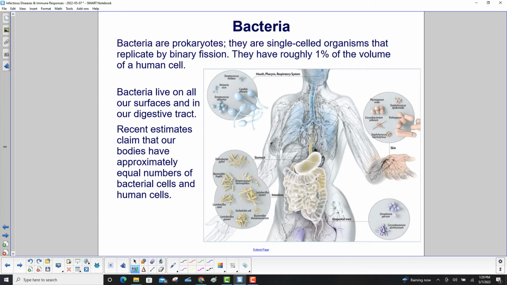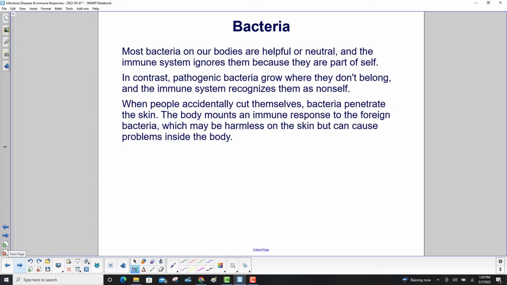And here's a picture, a little tough to see all the words, but those are the various types of bacteria that live in different parts of human bodies. Most bacteria on our bodies are helpful or neutral, and the immune system ignores them because they are actually part of self. In contrast, pathogenic bacteria grow where they don't belong, and the immune system recognizes them as non-self.